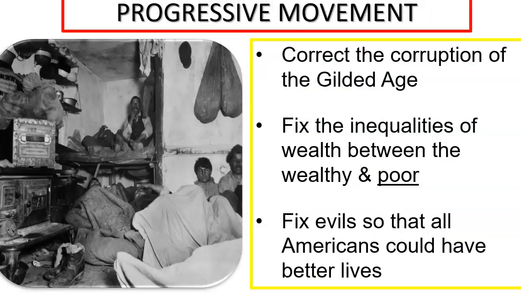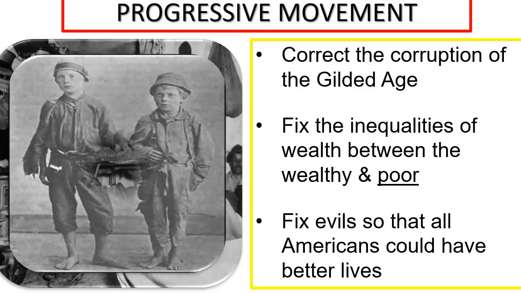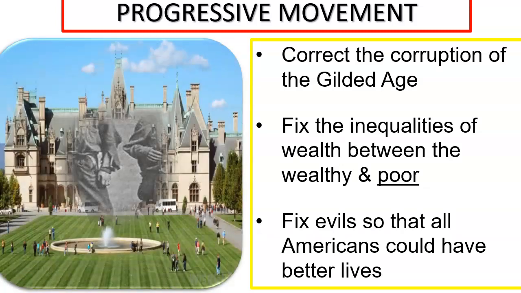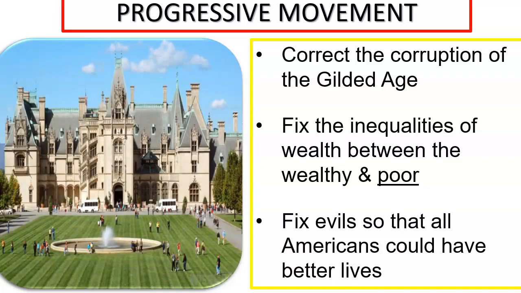When historians refer to the Progressive Era, 1900 to 1917, they are generally alluding to a period in which widespread political and social reform occurred. The reform sought to correct the corruption of the Gilded Age so that all Americans could live better lives instead of just some.